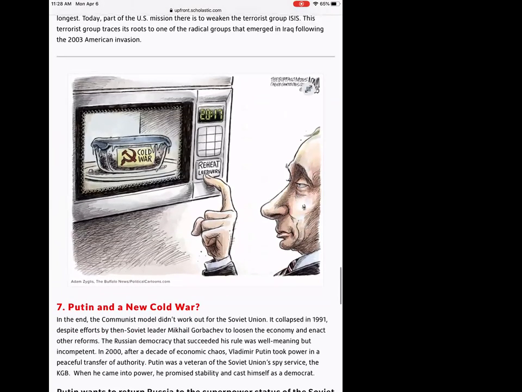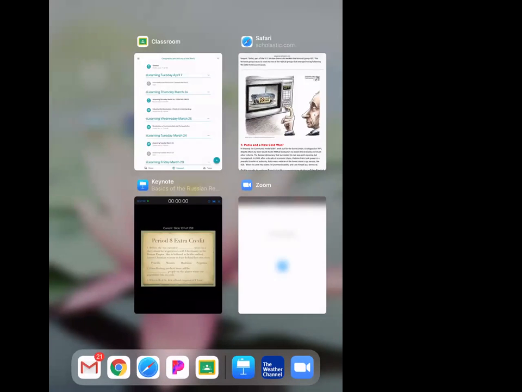All right, so what I want you to do, this is a political cartoon about Vladimir Putin. So he's reheating the Cold War in 2017. What I want you to do for your assignment today, if you have a microwave, take a selfie next to your microwave. If you don't have a microwave, take a selfie next to your refrigerator to prove that you listened to the whole article, okay?